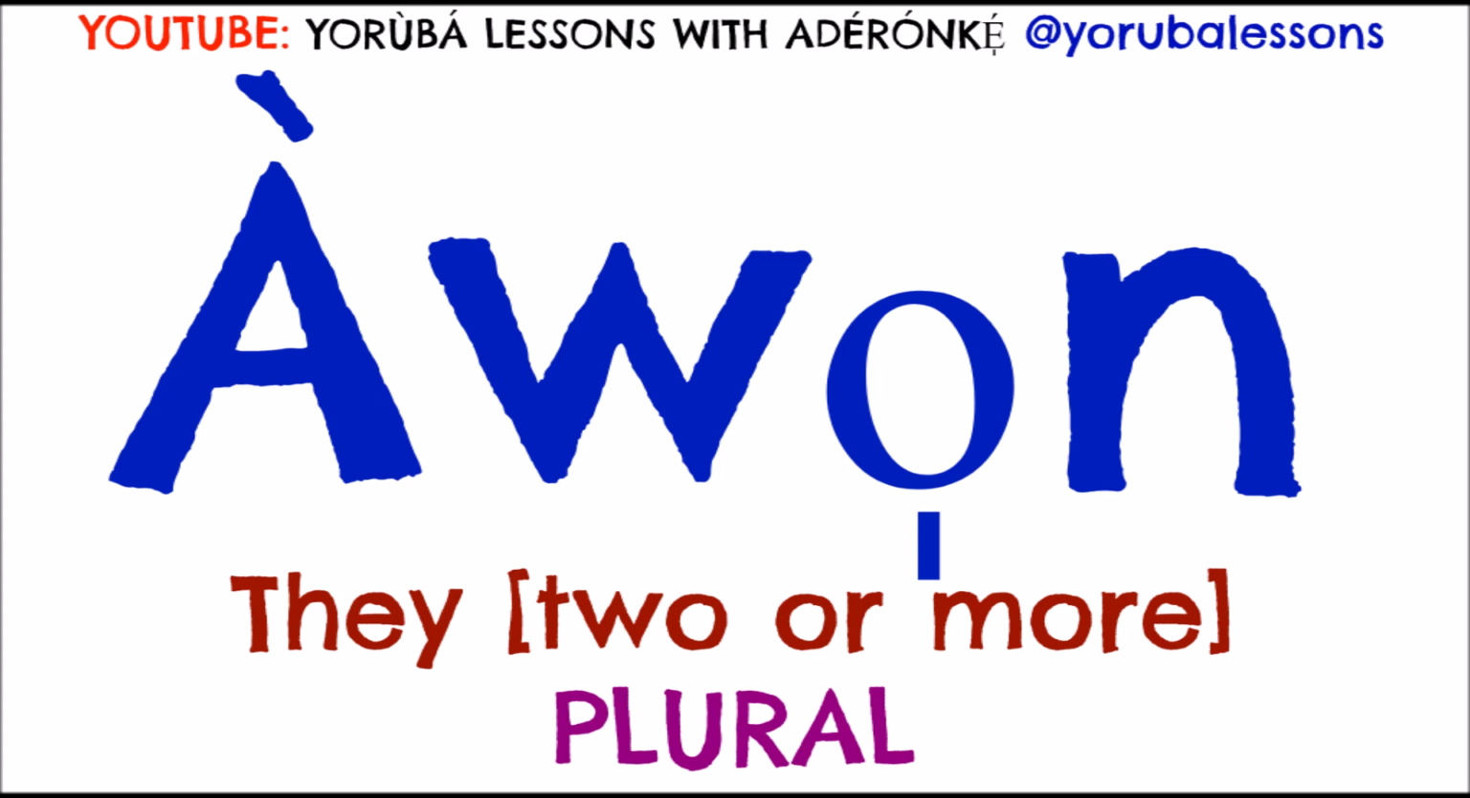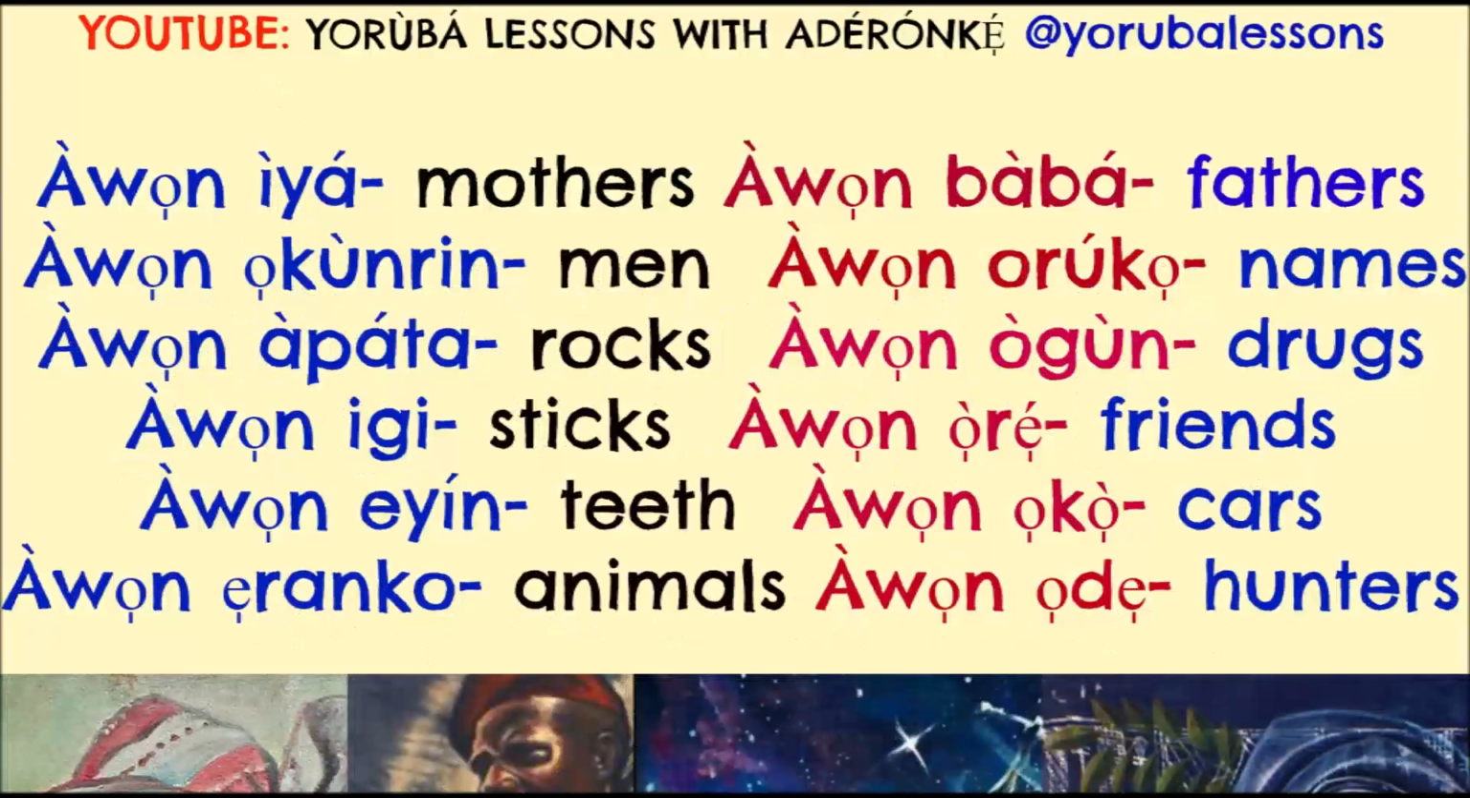So I'm going to give examples. For instance, ìyá is mother. Just one. You can say ìyá kan, one mother. Àwọn ìyá is mothers. So by placing àwọn in front of that, it has automatically become plural. Àwọn ìyá, mothers.